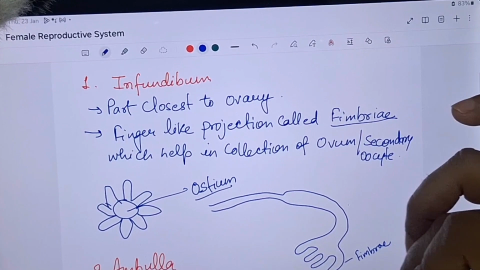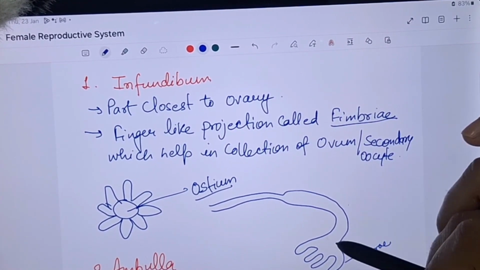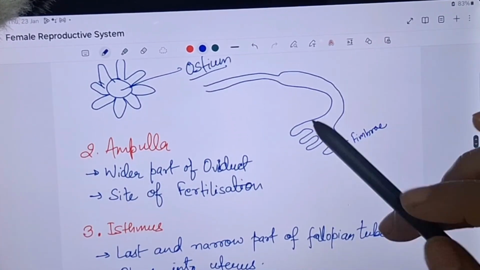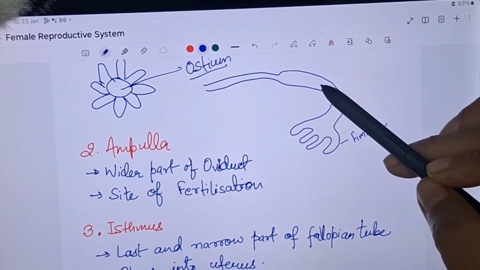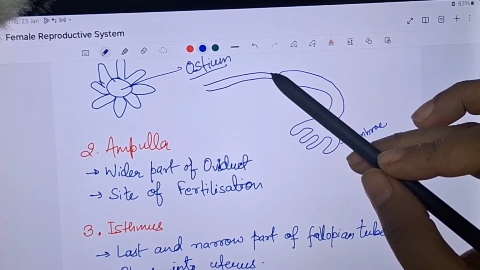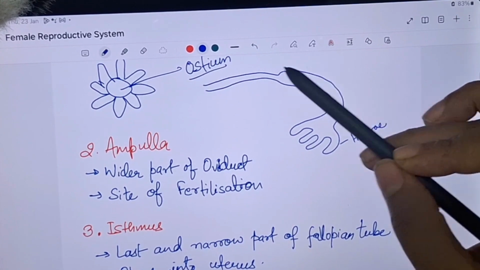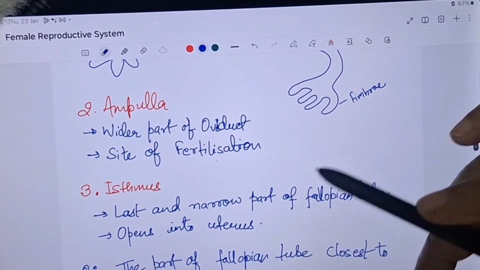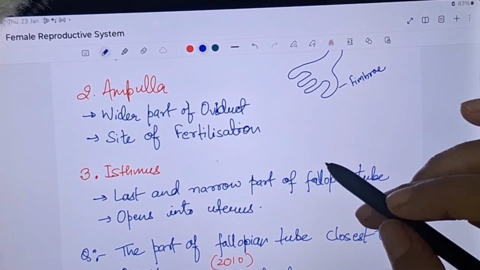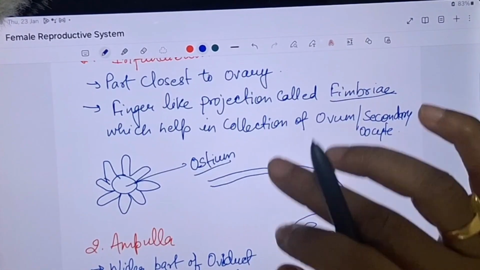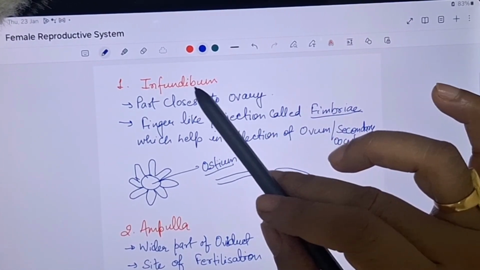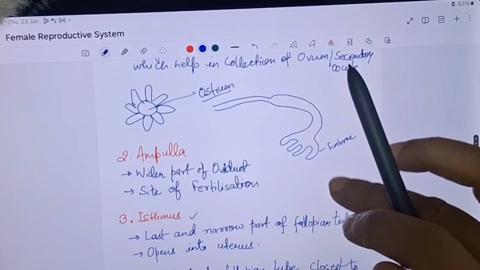So the infundibulum is closest to the ovary, and it helps in the collection of the ovum. Then the wider part is called the ampulla. You may be asked what the site of fertilization is. Actually, the junction of ampulla and isthmus is the site of fertilization, and the narrower part which opens into the uterus is the isthmus. So basically what we have learned is that this oviduct has three parts: infundibulum, ampulla and isthmus.